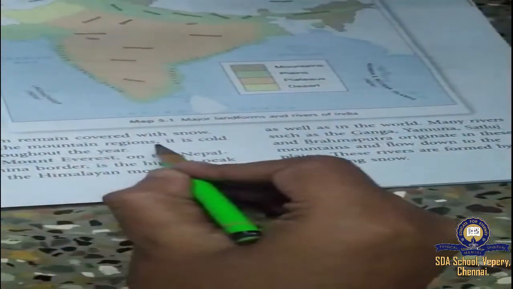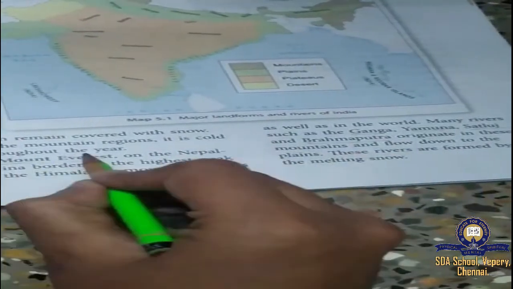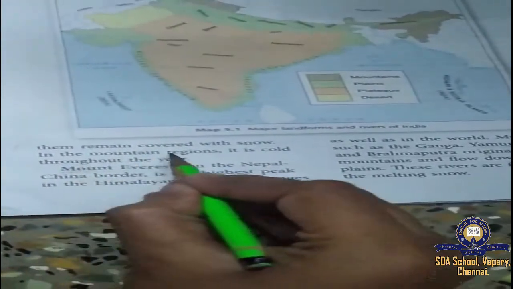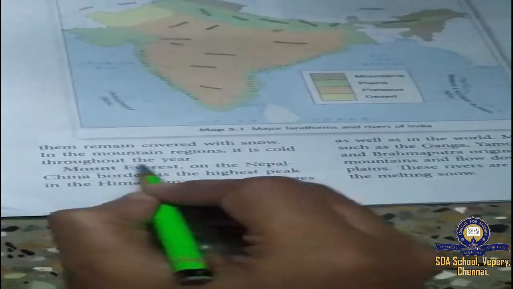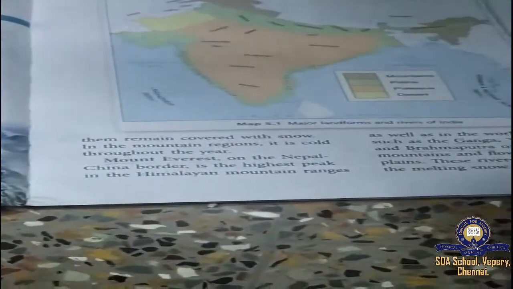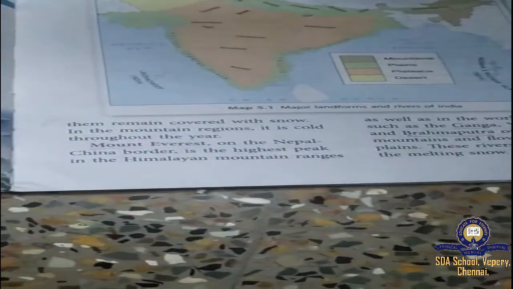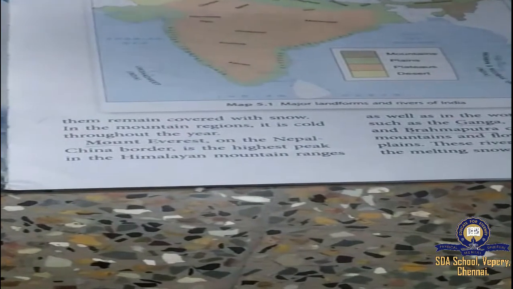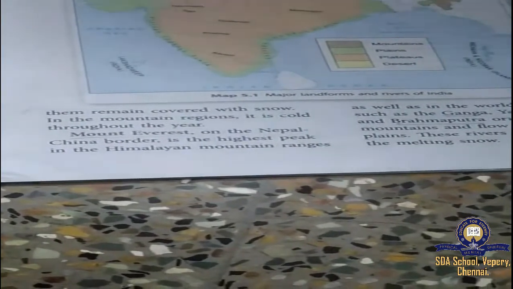In the mountain regions, it is cold throughout the year. Why? Because it is covered with snow. Because it is covered with snow, the mountain regions are very cold throughout the year.